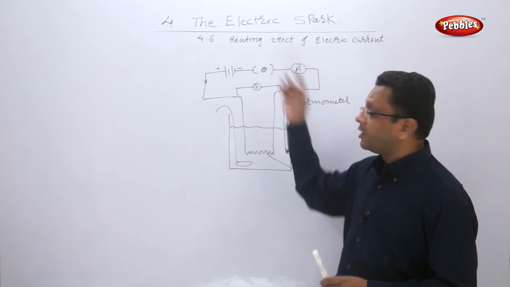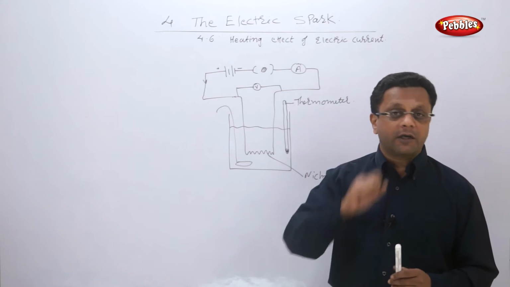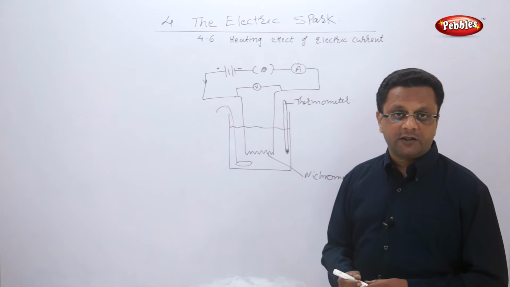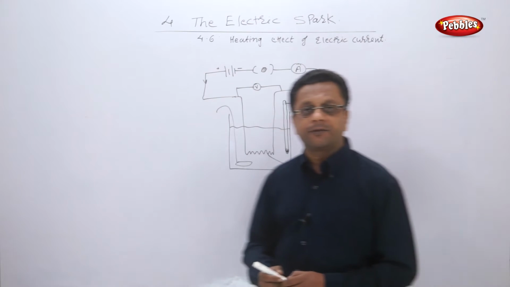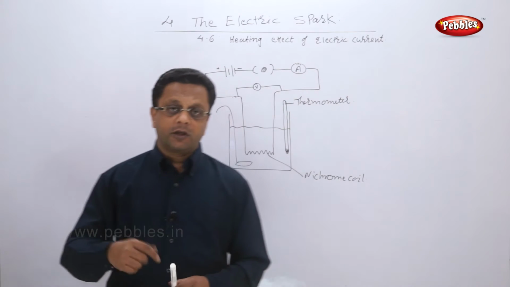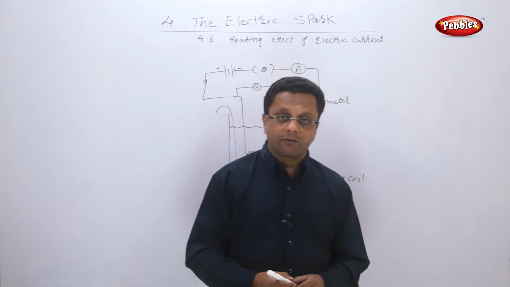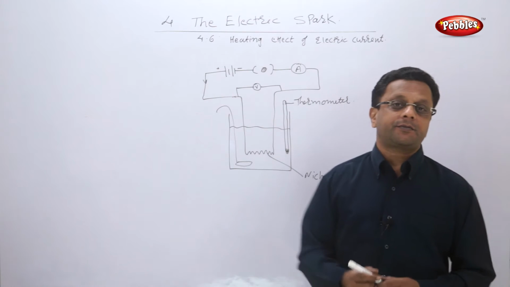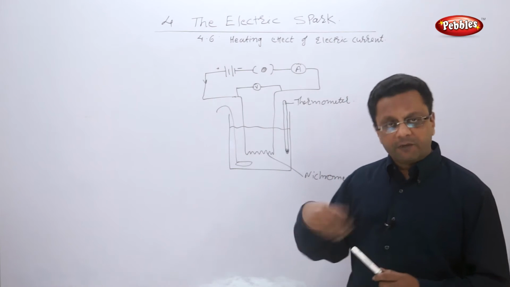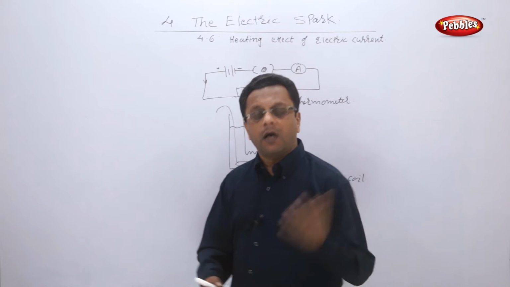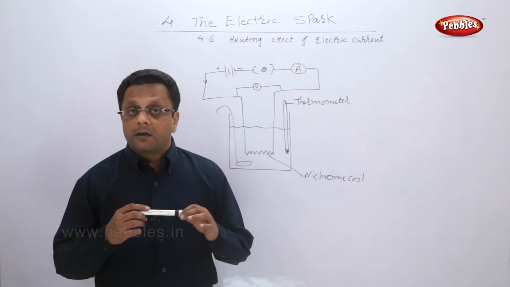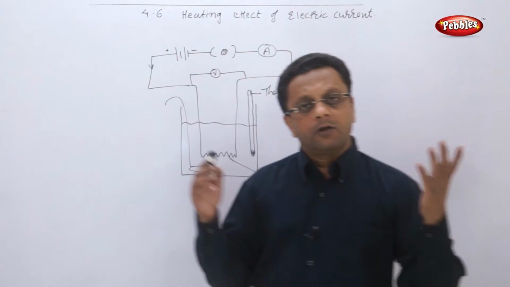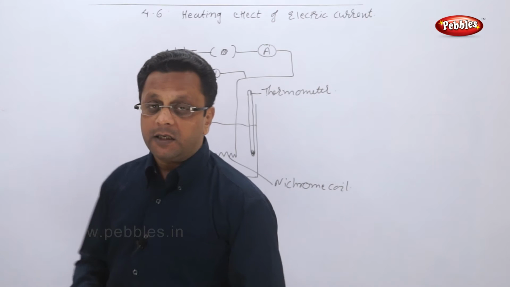First of all, before starting, what will we do? We will record the temperature. We'll close the key and start stirring. For 10 minutes the electric current will pass. After 10 minutes, we'll open the key and check the temperature of the water. You will find that the temperature of water has increased. Again we'll pass current for the next few minutes and record the temperature, and the temperature of the water has increased more. So it is confirmed that heat is being generated.